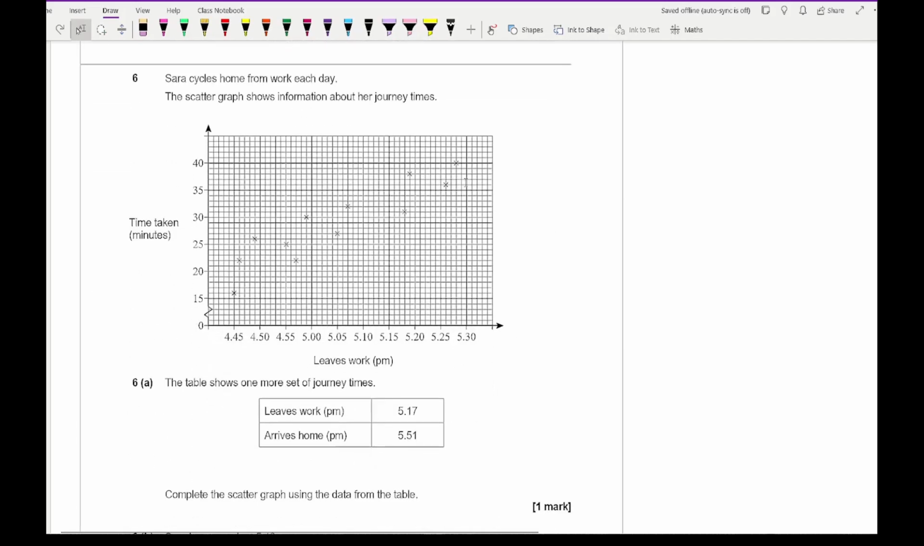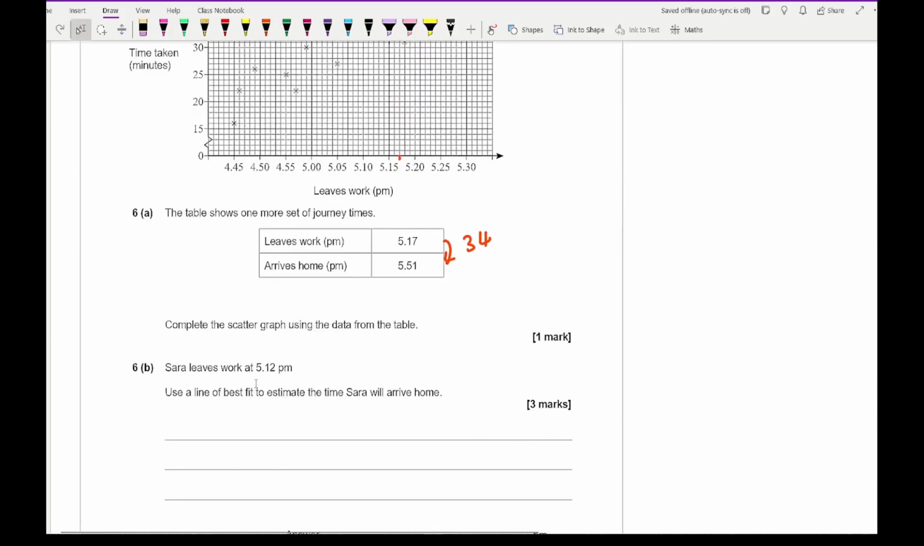And then finally, moving on to our last question, it says that Sarah cycles home from work each day. The scatter diagram shows the results of her journey time. So we've got the time that she leaves work and how long it takes. Now the question says the table shows one more set of times, and for part A we need to plot this coordinate. So we're looking at 5:17, which is just 2 squares off. So there. And the time it takes is going to be around about 32. Hold on. So 51 take away 17 gives us an answer of 34. So what I need to do at this point is mark where 34 is, which is just there. And that there is my part A.